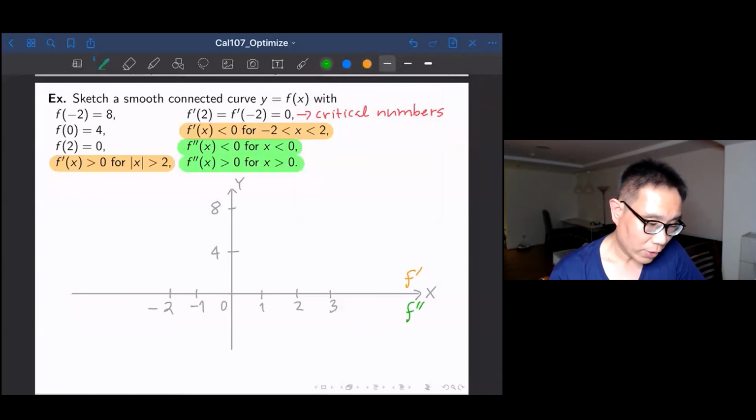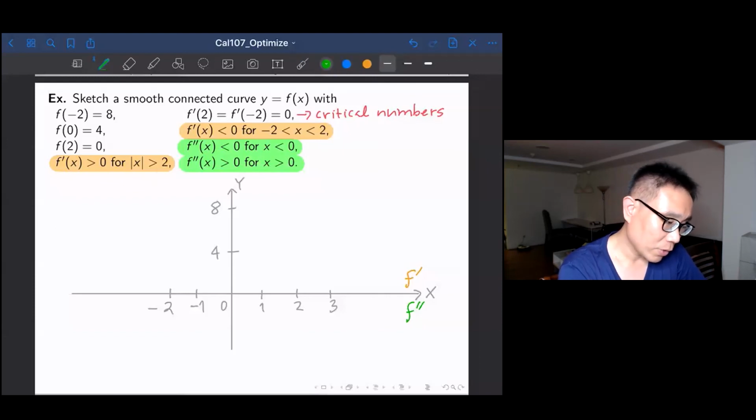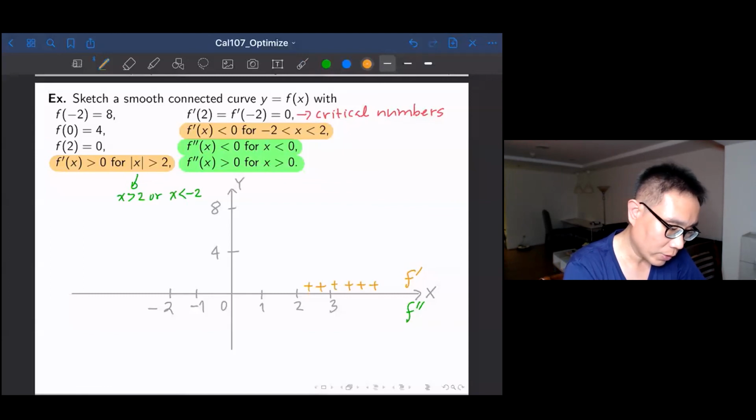For the sign of f prime, you see that it's going to be positive when absolute x is more than 2, so x more than 2 or x less than negative 2. So in this case, it's going to be positive for this interval and positive for this interval, and it will be negative for the rest.